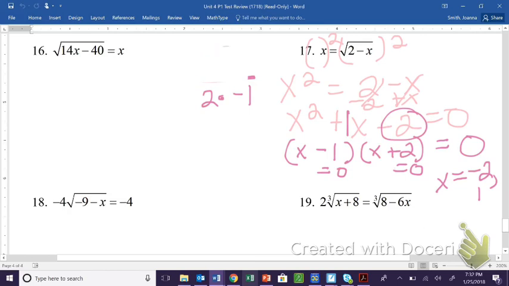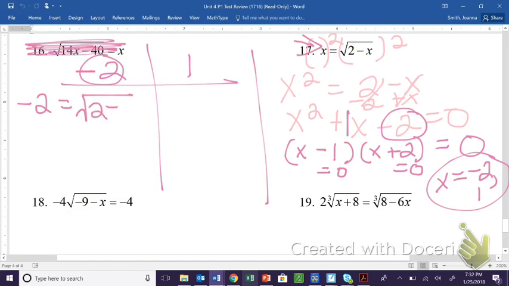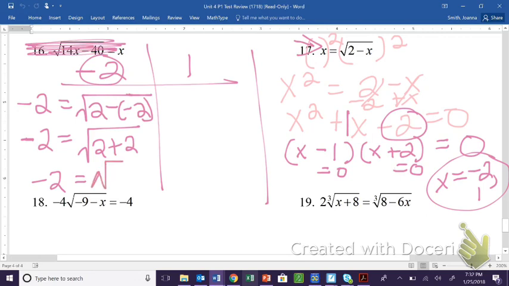All right, now I'm going to come over here and I'm just going to do one checking example, okay? Ignore this for right now. I'm checking these solutions. The first one's -2, the second one is 1. So what I'm going to do is put -2 into the original equation. -2 equals the square root of 2 minus a -2. So, ladies and gentlemen, take a look at this. -2 equals 2 plus 2. -2 equals the square root of 4.